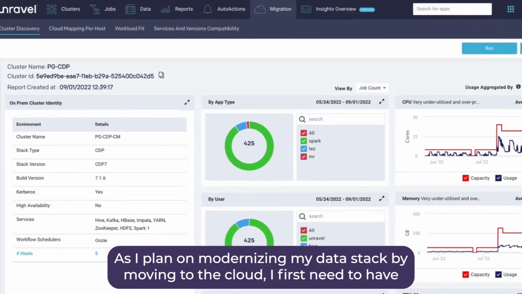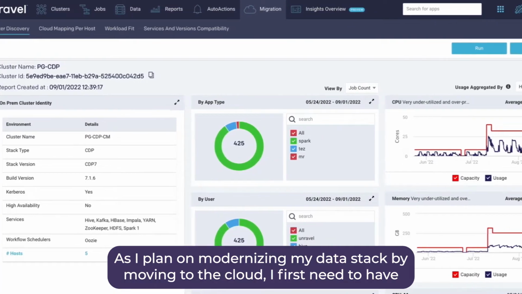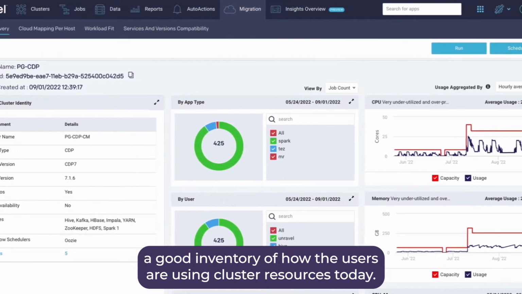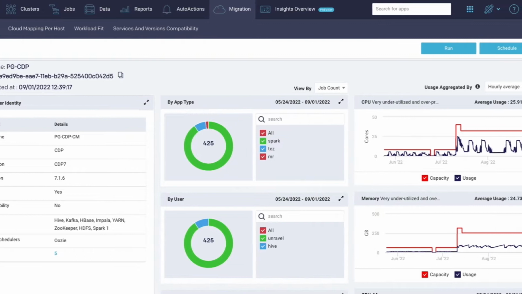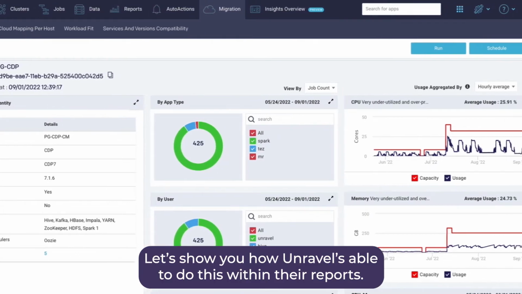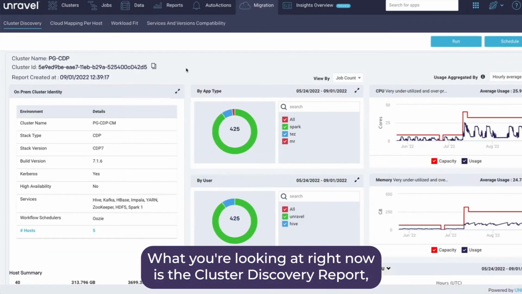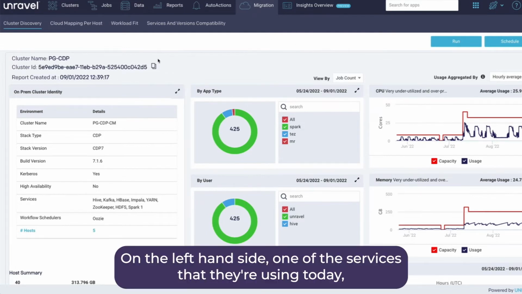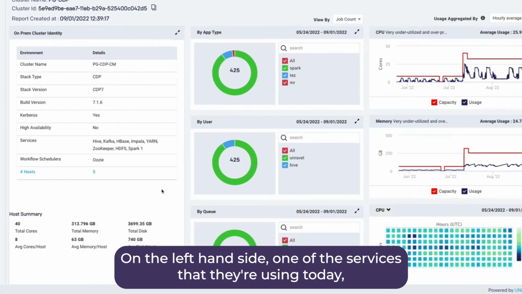As I plan on modernizing my data stack by moving to the cloud, I first need to have a good inventory of how the users are using cluster resources today. Let's show you how Unravel is able to do this within their reports. What you're looking at right now is the Cluster Discovery Report, which provides good insight as to how users are using the cluster today. On the left-hand side, what are the services that they're using today?